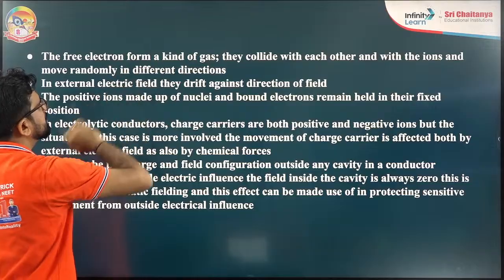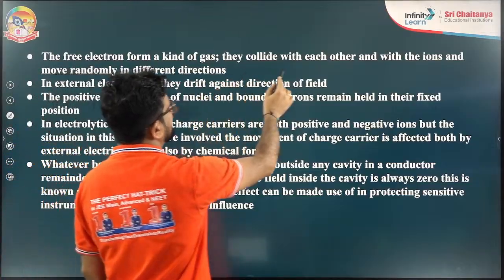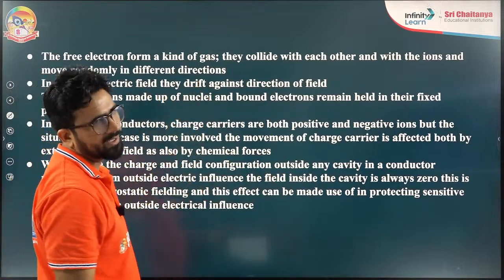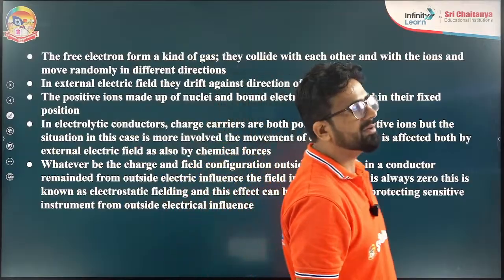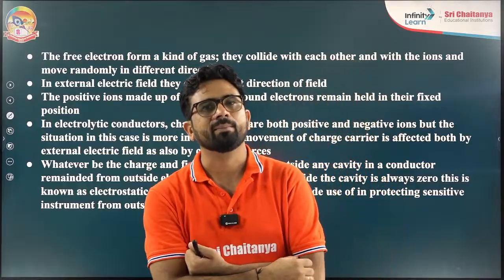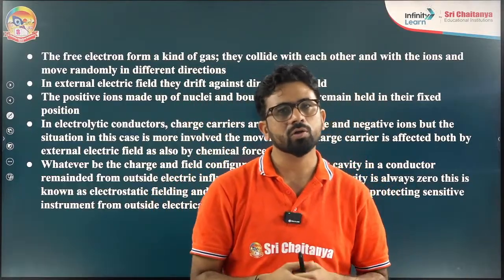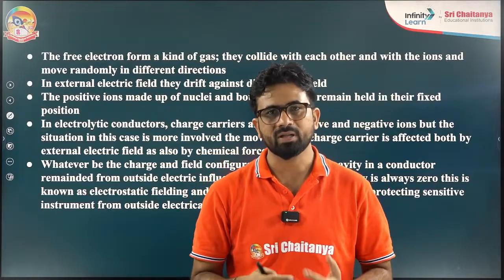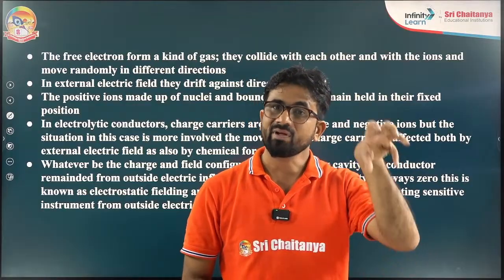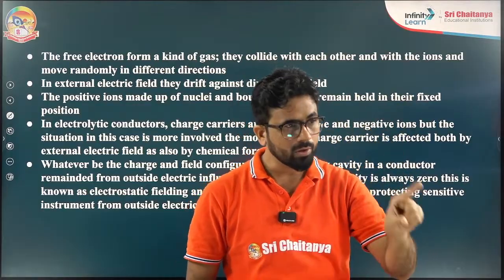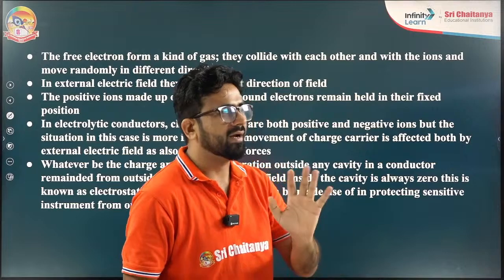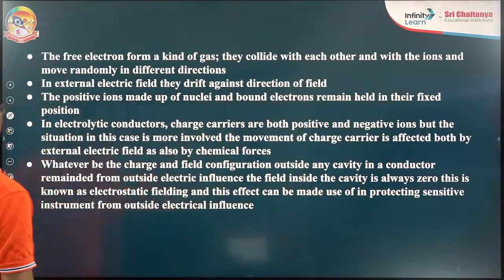Now free electrons form a kind of gas. They collide with each other and with the ions, and move randomly in different directions. I already told you, inside the conductor there are a large number of free electrons. They are moving randomly, so they are colliding with other electrons and with the ions also. What are the ions? I told you ions are positively charged atoms, and they have bound electrons also. I told you already, not all electrons are free. Try to understand it. This is the very basic that we have discussed.